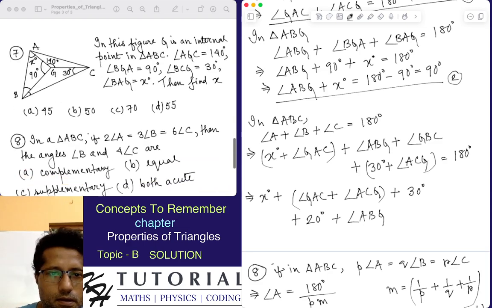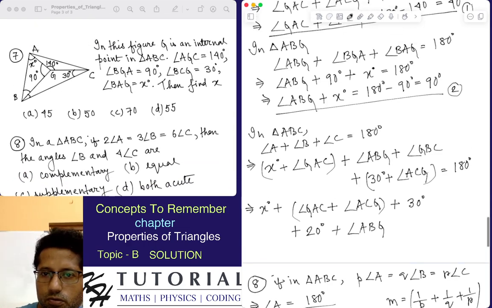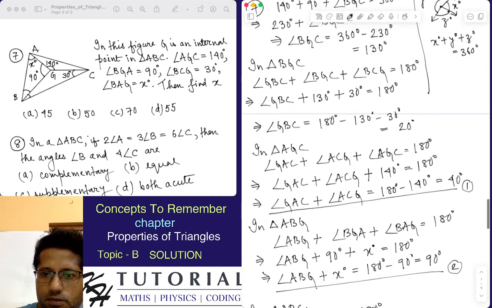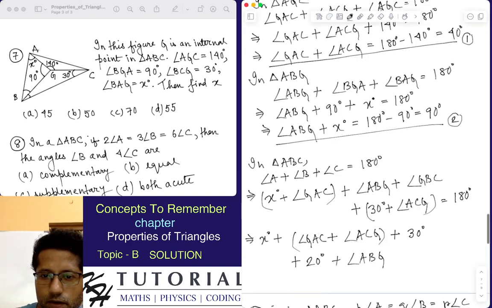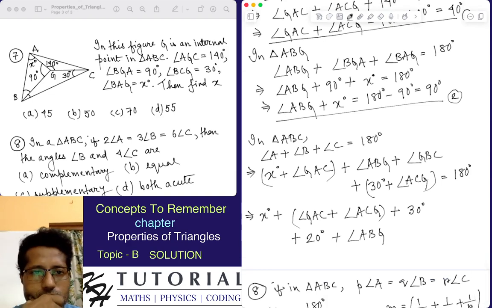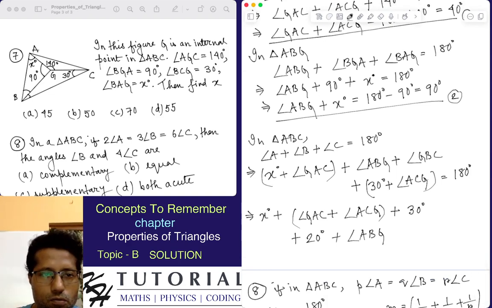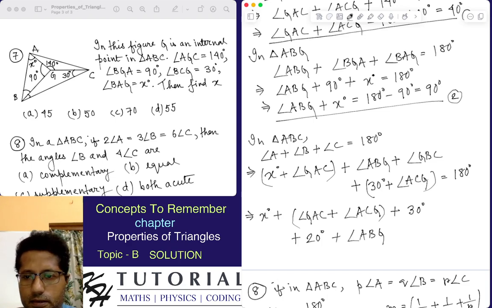GBC we have already found to be 20 degrees. And what is angle ABG? Angle ABG we do not know. Plus angle C, which is 30 degrees plus angle ACG. So we have X degrees plus angle GAC. We are combining angle GAC plus angle ACG because we know the sum of their values, which is 40 degrees.